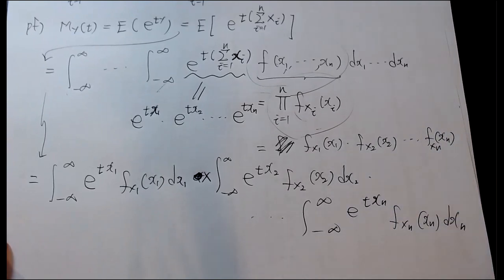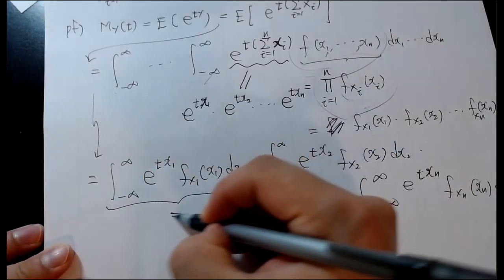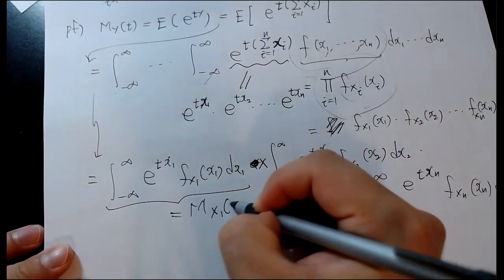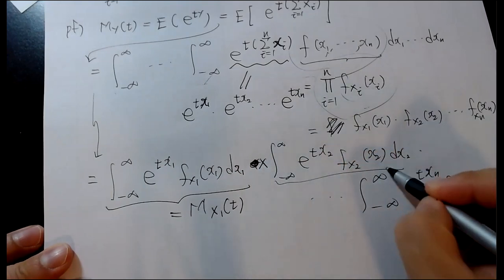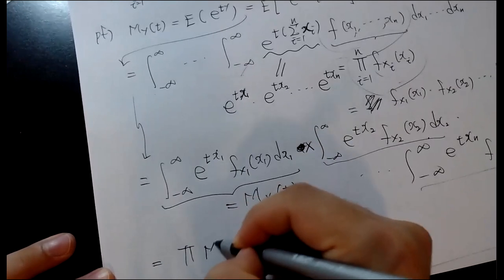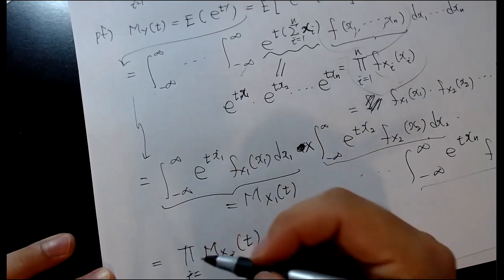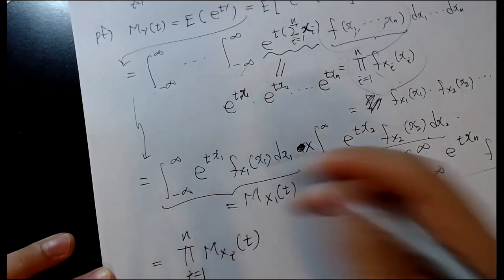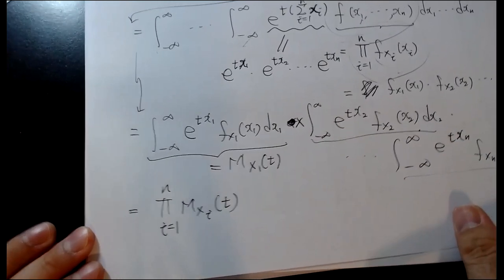So now, each one is the moment generating function of X1, X2, X3 through Xn. This is the moment generating function of Xn. So that is equal to the product of the moment generating functions of Xi, i from 1 through n. Okay, I proved it.